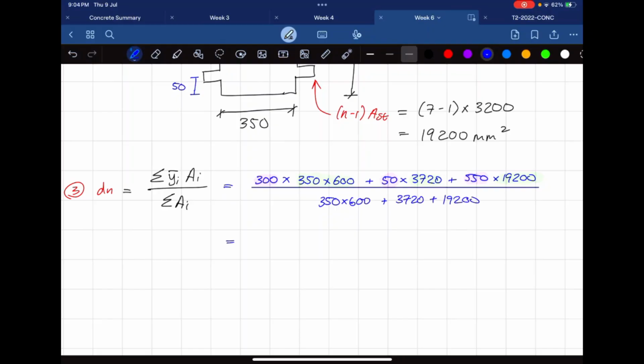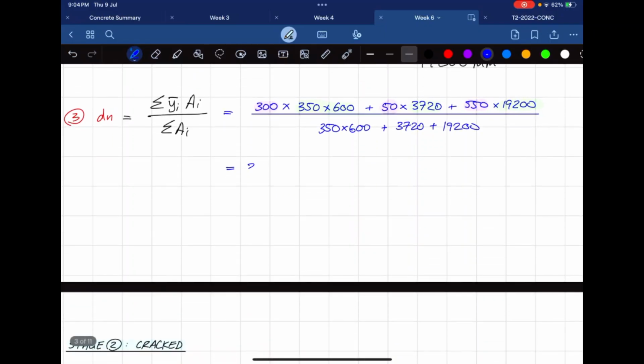Which, when you put in your calculator, which I actually do need this time. I think I left my calculator working. Never mind. 300 times 350 times 600 plus 50 times 3720 plus 550 times 19200, over 350 times 600 plus 3720 plus 19200. Okay, whatever you get, 316.62 millimeters from the top.